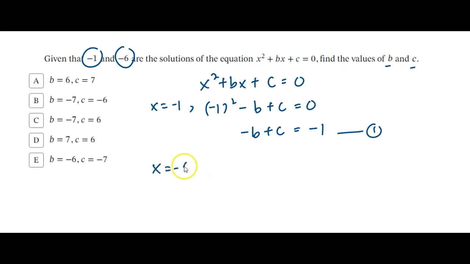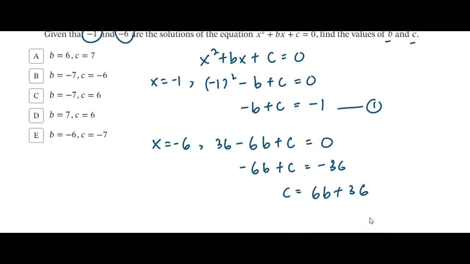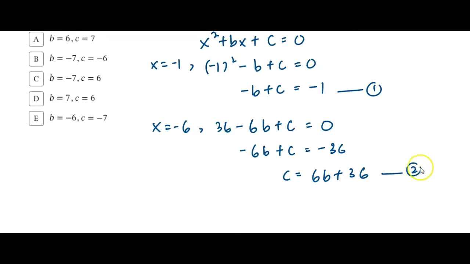When x equals -6, substitute -6 into it, you have 36 minus 6b plus c equals 0. So you have negative 6b plus c equals -36, or we can make c the subject. That will be c equals 6b plus 36. Okay, so I'll name this as equation 2.